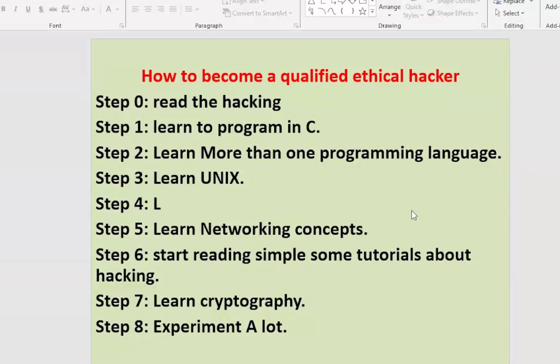So you can see, read the hacking. Read the hacking is not such an important point here. You must have a basic interest in hacking. Read the hacking means interest in hacking, that yes, you are going to become a hacker. Now you have to start the journey, start that roadmap.